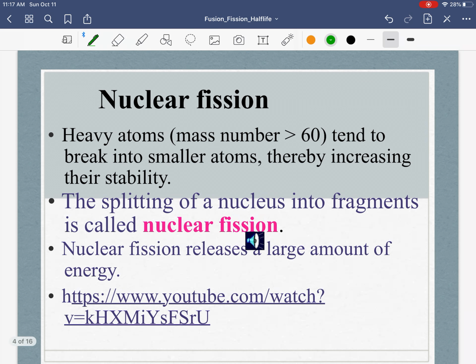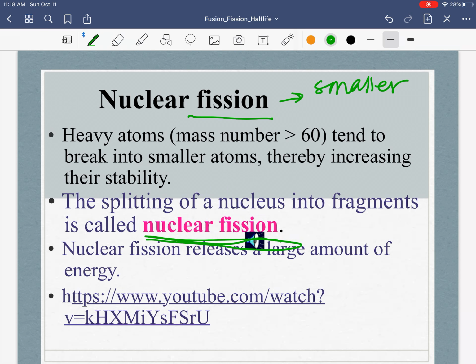Okay, so let's go over nuclear fission. Nuclear fission is when heavy atoms, usually with a mass number greater than 60, start breaking into smaller pieces. So with fission, it's going to get smaller. As it's getting smaller, the nucleus is going to become more stable because the force is going to be stronger between the particles inside the nucleus. When you're making the nucleus smaller, this is called nuclear fission.